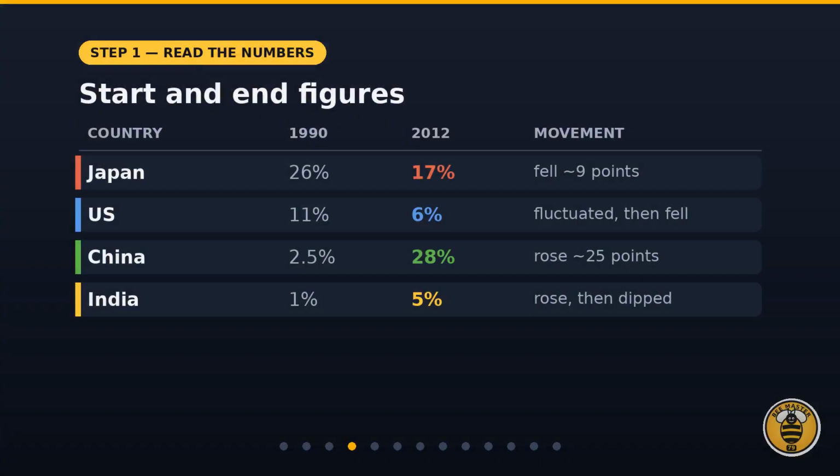Japan begins at about 26% and ends near 17%. The United States begins at 11 and ends at 6. China begins at just 2.5% and ends at 28. India begins at 1% and ends at 5. Start and end figures are the backbone of any line graph answer.